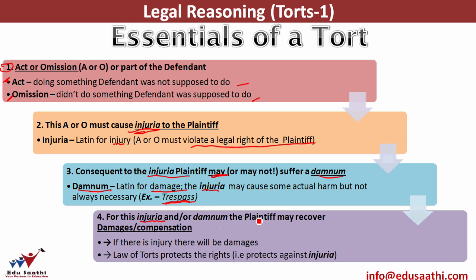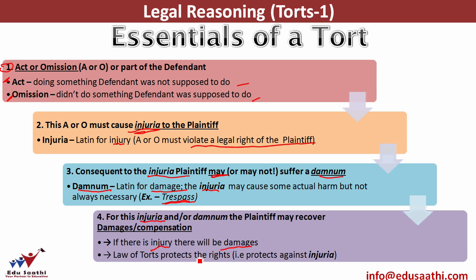So damage is not compulsory, like we already discussed. For this injuria, the plaintiff may recover damages or compensation. He is entitled to take compensation or injunction for the injury that has been inflicted upon him during the offense of tort. If there is an injury, there will be damages. If there is a violation of right, there will be damages, like we already discussed, ubi jus ibi remedium. Where there is a harm, there will be a remedy to that. You will be entitled to take damages.